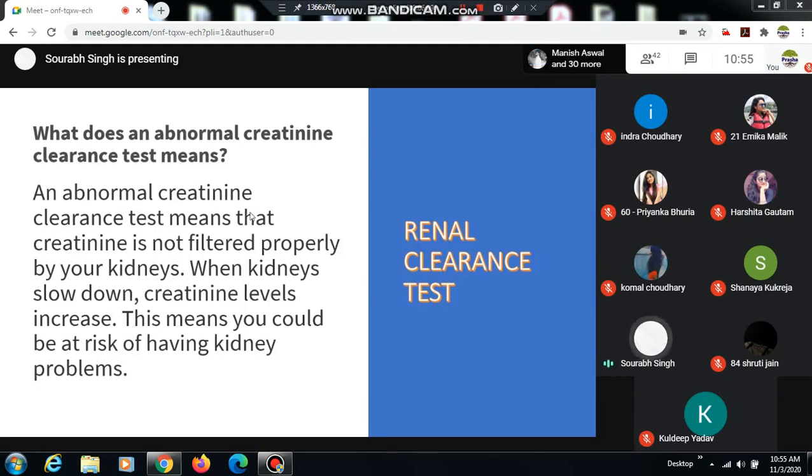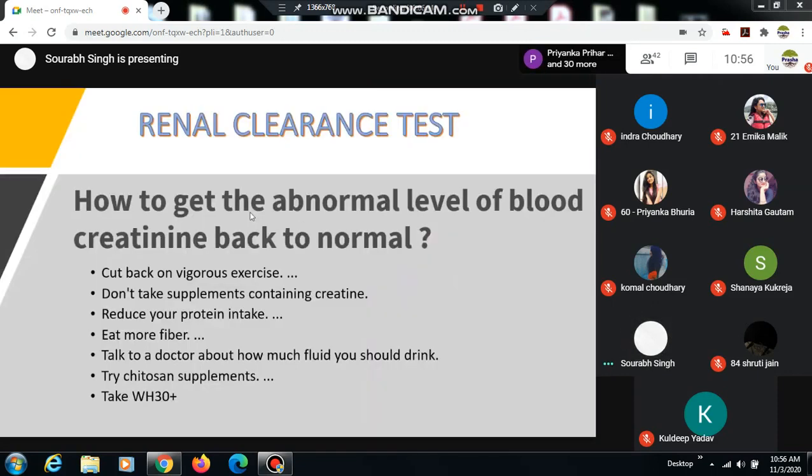An abnormal creatinine clearance test means that the creatinine is not filtered properly by your kidneys, which directly means that your kidneys are somewhat at risk of developing kidney disorders. So how do we get an abnormal level of blood creatinine back to normal? Cut back on vigorous exercises. It will directly decrease the degeneration of muscle fibers and will directly decrease the synthesis of creatinine.